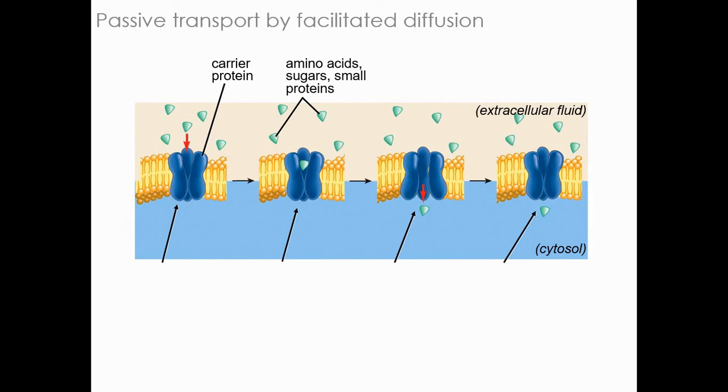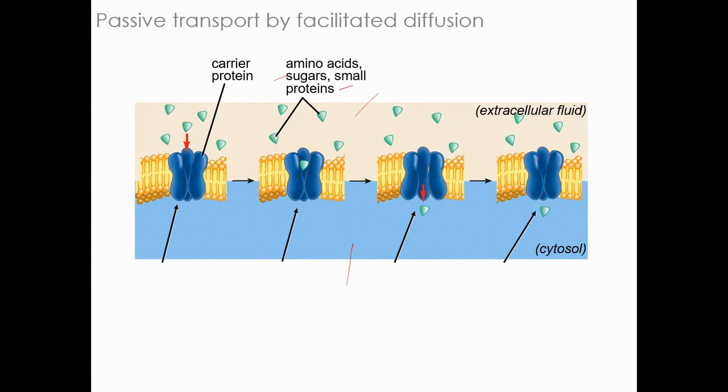So this is passive transport by facilitated diffusion. We have the carrier protein, amino acids, sugars, small proteins, di ba? Okay, so this is outside the cell, inside the cell is the blue, and this is the lipid membrane containing the carrier protein.